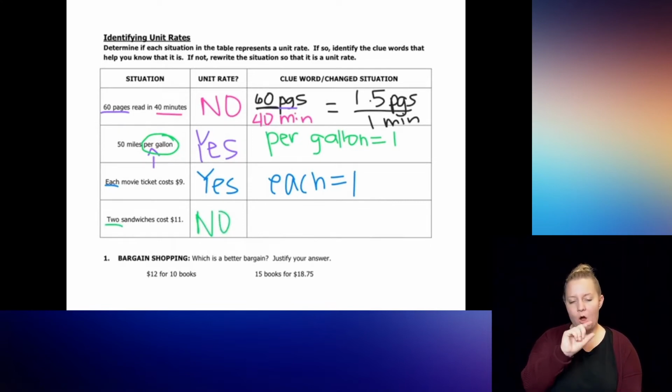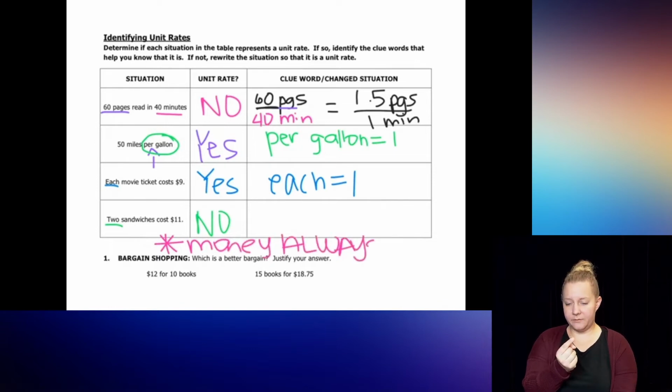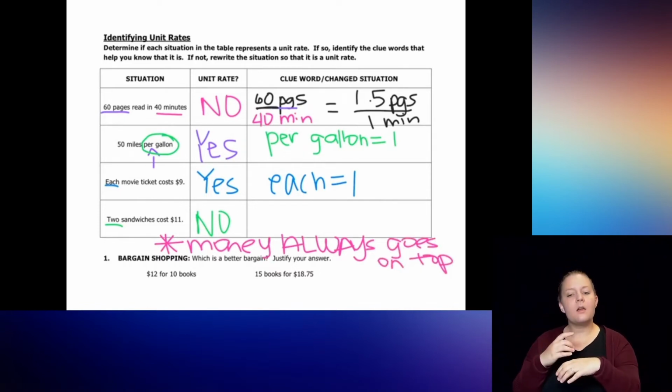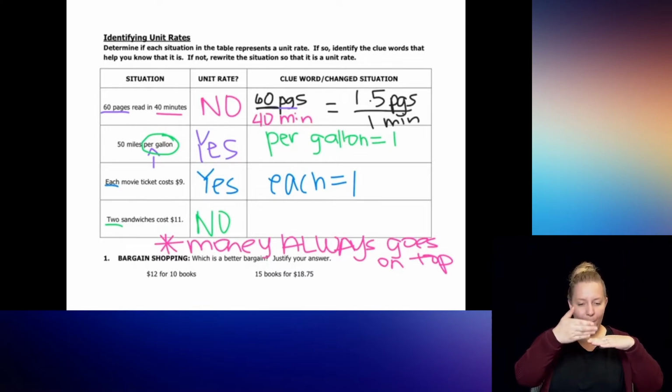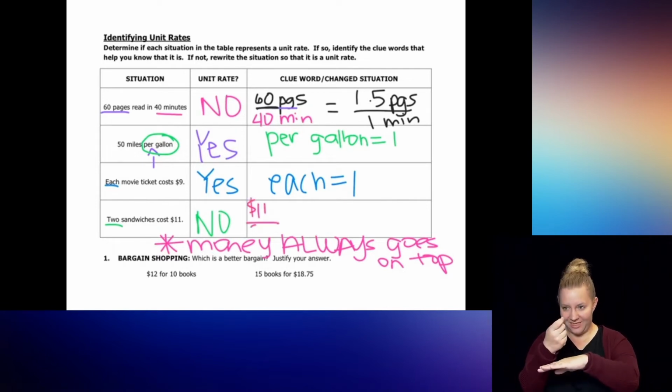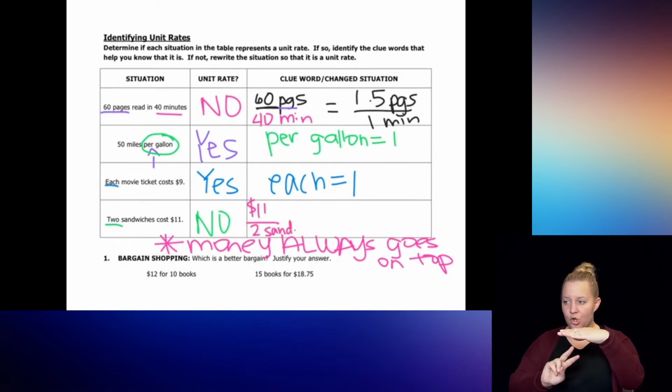So to set this rate up so that we can identify our unit rate, you need to put a big fat star down here. And I want you to put money always on top. It has to go on top because it makes more sense to say so many dollars per sandwich rather than this many sandwiches per dollar. So I'm going to put the money on top, which means that I'm going to have $11 over 2 sandwiches. I'm just going to abbreviate and put sand.